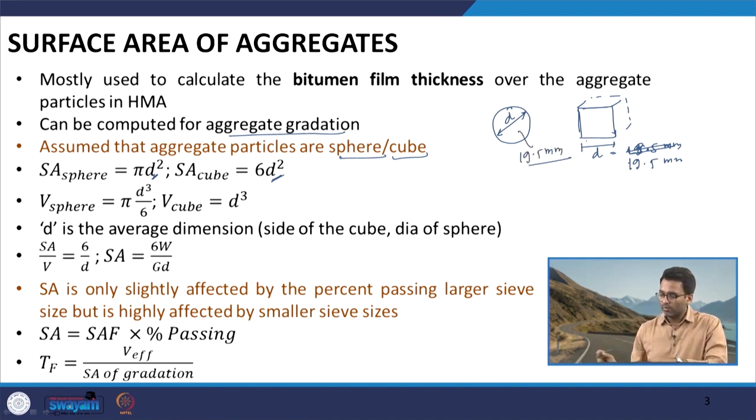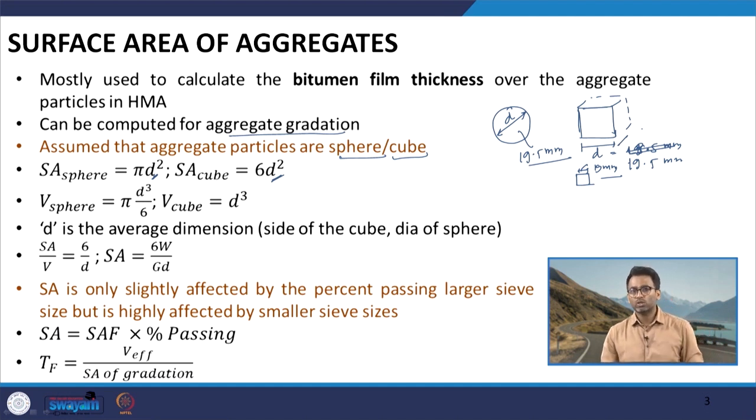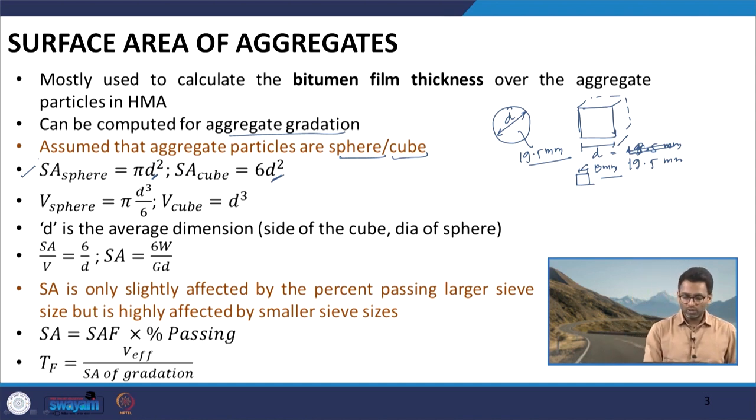In this case, you will agree that if we have a sieve with an opening size of 19 mm, then both these particles will get retained on this sieve, all right. So, that is why these particular dimensions are used to define the average dimension of either a sphere or a cube. Now, moving on, we know the surface area of sphere and cube, whereas the volume of sphere is pi d cube by 6 and the volume of cube is d cube, all right.